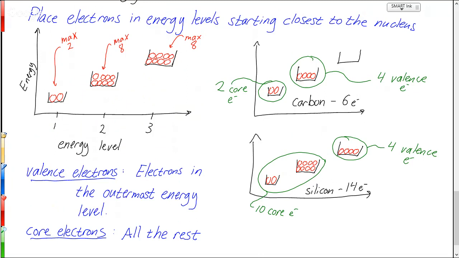Now, which group number are carbon and silicon in? Yeah, 4A, right? So is there maybe a shortcut to figuring out how many valence electrons are in an atom?